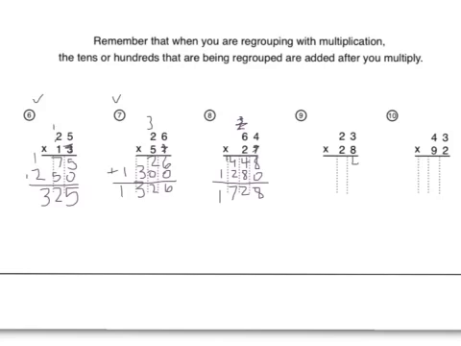3 times 8 is 24. Regroup with the 2. 2 times 8 is 16. Plus 2 is 18. All right, we're done with that, so let's scribble it out. We're done with the 8. Let's get rid of that. And a 0 to hold the 1's place. 3 times 2 is 6. 2 times 2 is 4. Add those together. 4, 14, and 6. 3 times 2 is 6. 4 times 2 is 8.